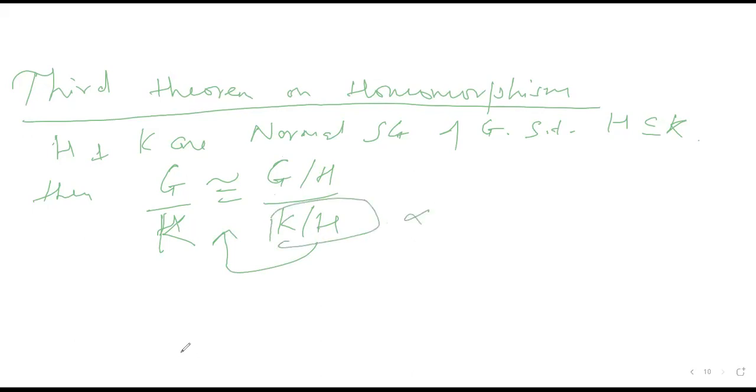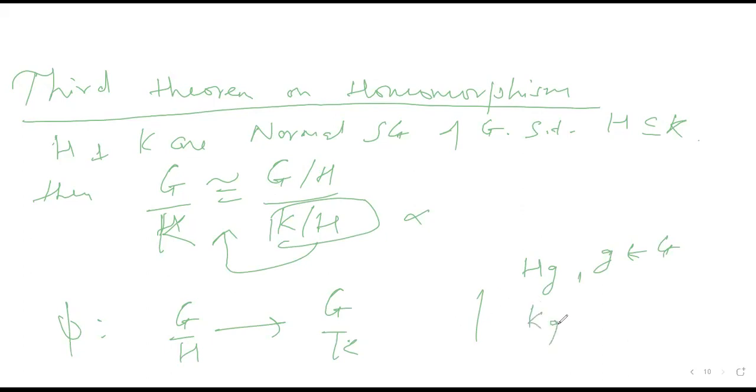Okay. So what should I choose? I will choose again a phi going from G by H to G by K. Now tell me what will be the elements of G by H? It will be of the form Hg, where g belongs to G, right? What will be the elements of G by K? G by K will be Kg, where g belongs to G, right? The relationship becomes very easy.